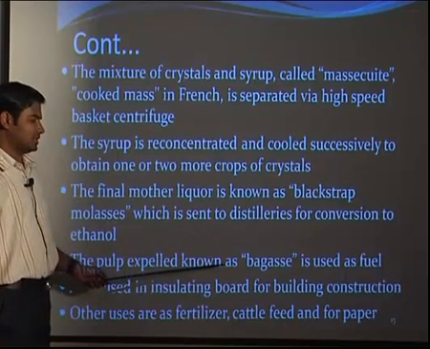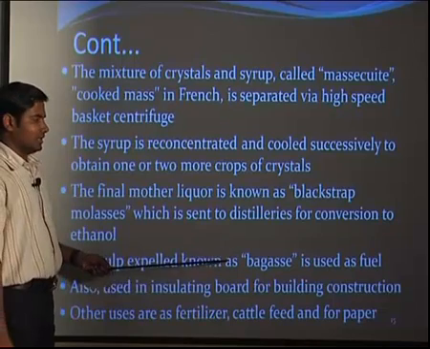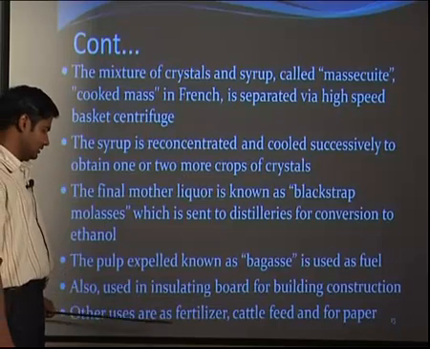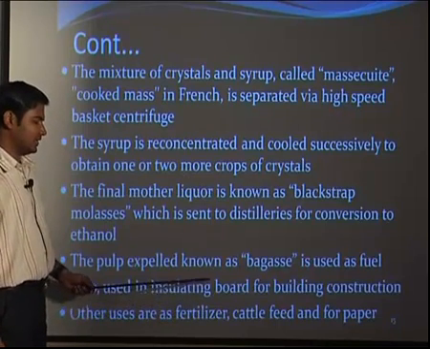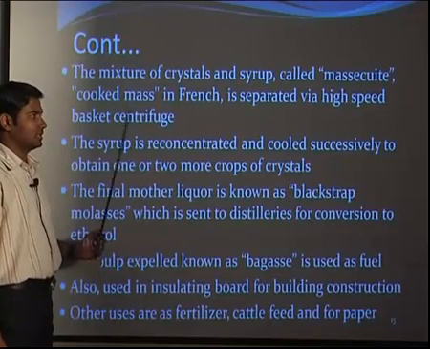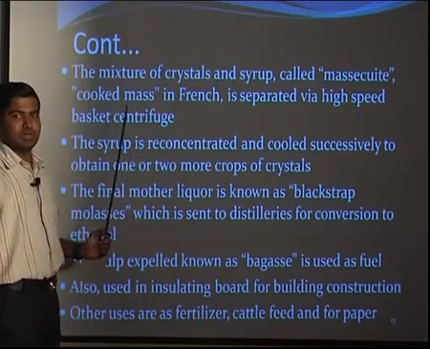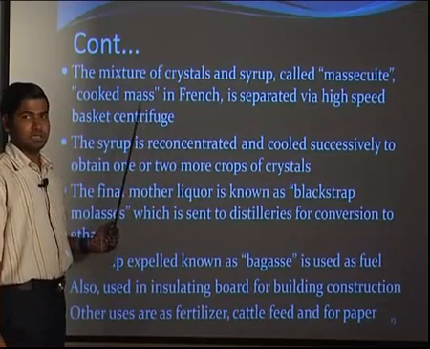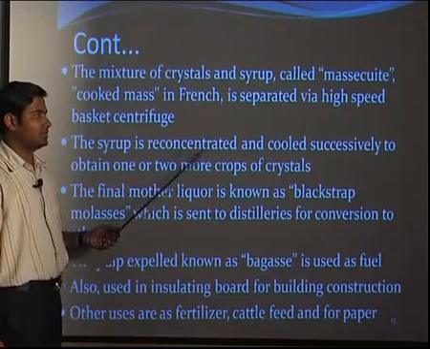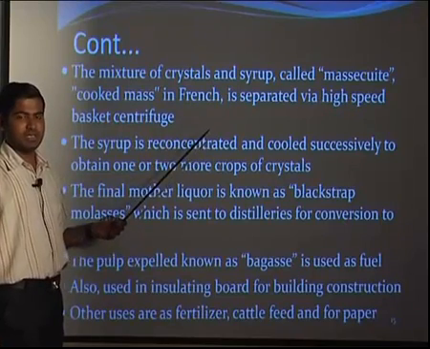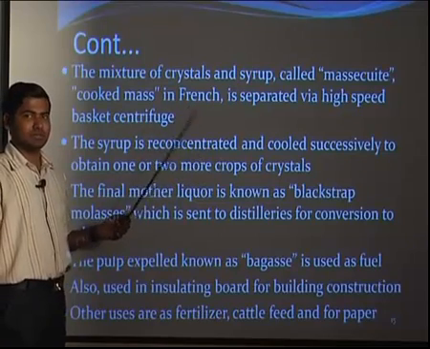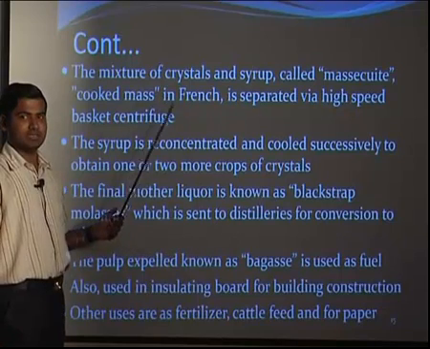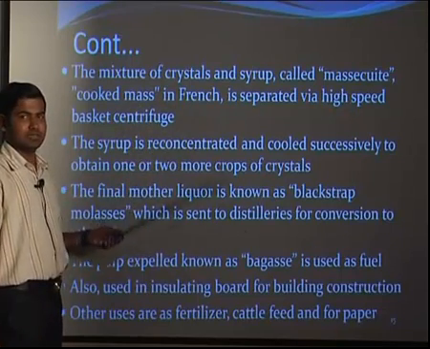The pulp which is expelled, known as bagasse, is used as fuel and also used in insulating board for building construction. Other uses of bagasse are as fertilizer, cattle feed, and for paper. So mainly, the sugar cane is crushed to yield the sugar cane juice, then chemicals are added to remove the impurities and colloids, then it is concentrated, and then crystals appear that are separated via centrifugation, and the remainder is sent for ethanol, whereas the bagasse goes for energy production by burning.